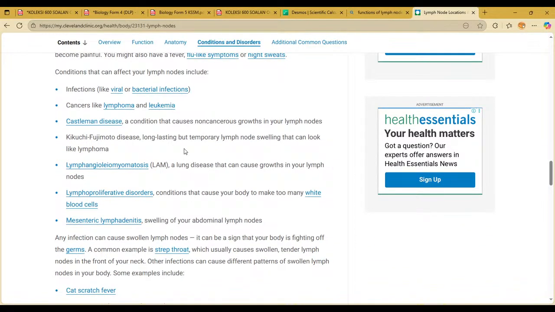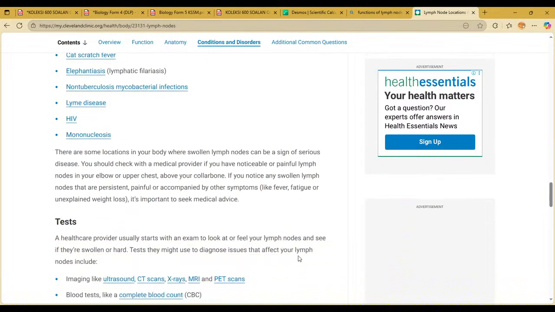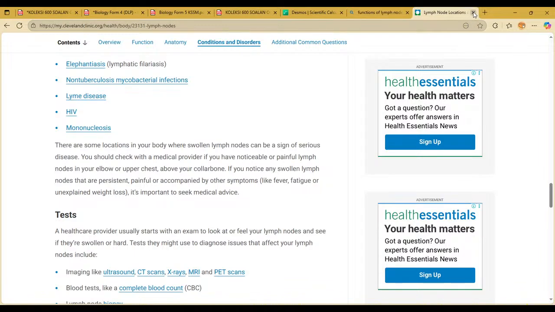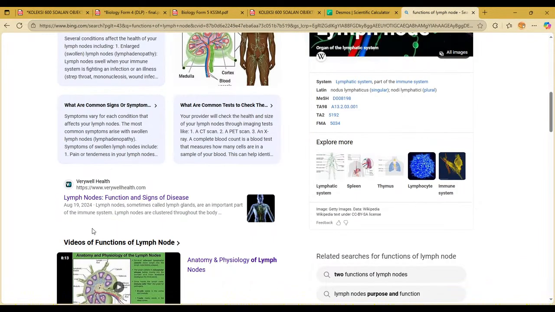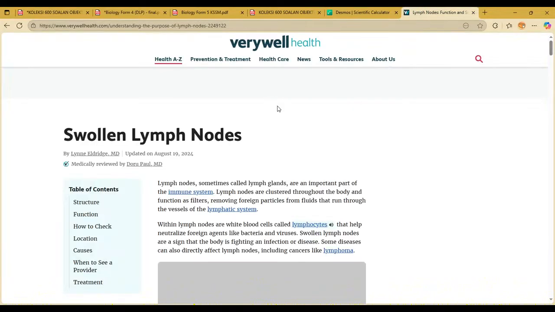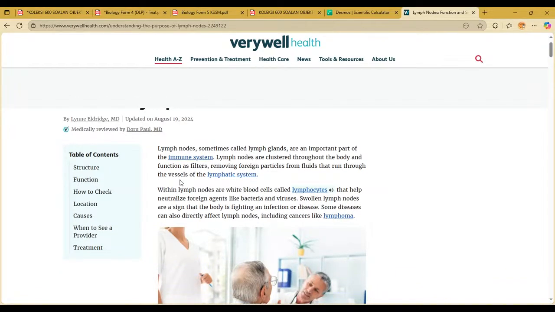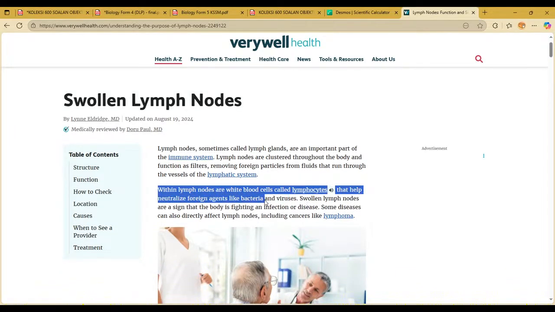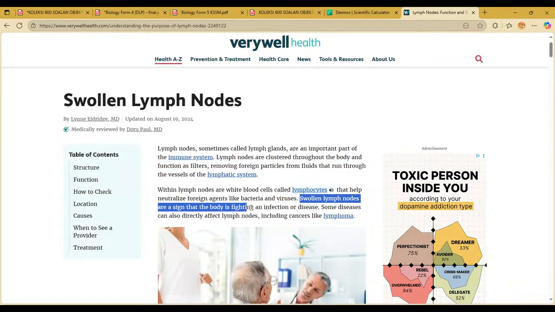Yeah, we didn't have time to finish the Form 4 syllabus last year. So I'm forced to read it myself, and thus there's many things that I look over and don't read, such as this lymph nodes. It filters out bacteria and foreign bodies, and it produces lymphocytes. Yep, neutralize foreign agents. Swollen lymph nodes are a sign that the body is fighting an infection or disease.